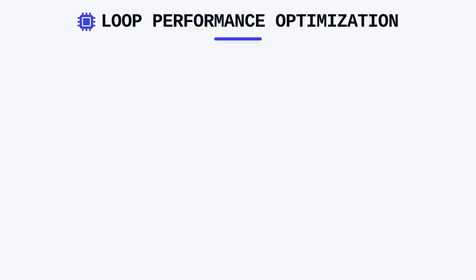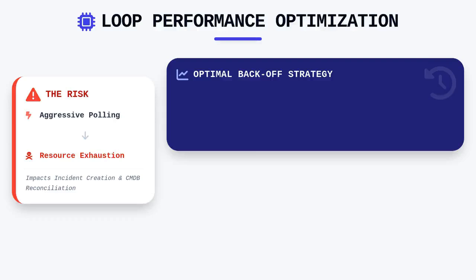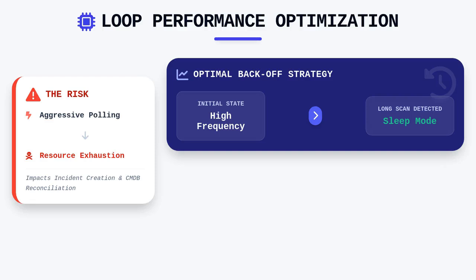Performance optimization remains a constant concern when implementing these loops because an aggressive polling interval can quickly lead to platform resource exhaustion. If your background scripts fire too frequently, you will consume worker threads unnecessarily, leading to contention that impacts other automated processes like incident creation or CMDB reconciliation. The optimal strategy involves a back-off algorithm where the polling frequency decreases if the scan is expected to take a significant amount of time, allowing the system to sleep between requests.